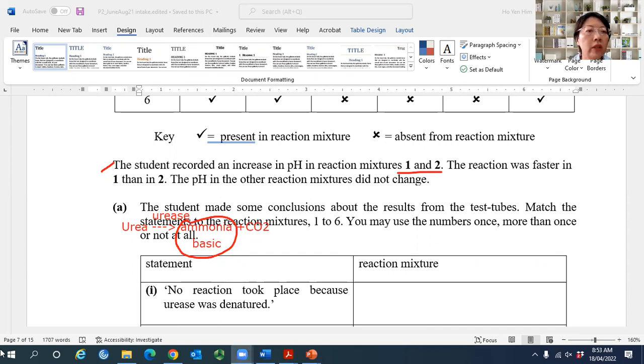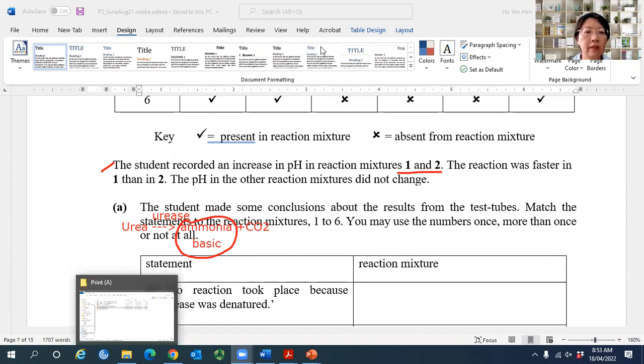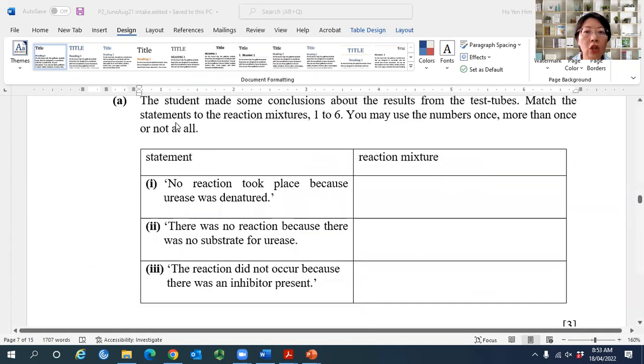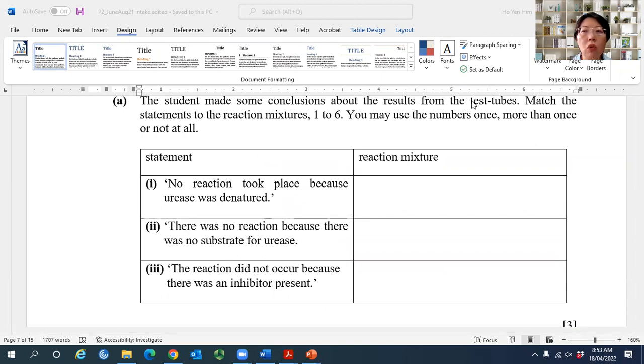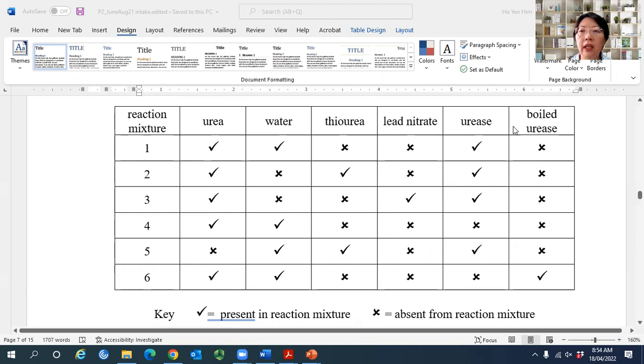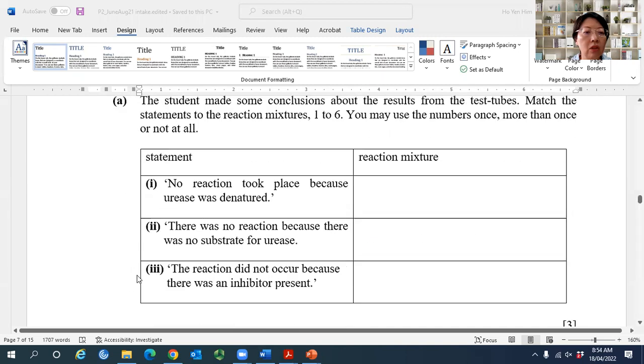Okay, so the question asks about a student. So I'm going to clear everything with you. The student made conclusions; match the statement to the reaction mixture. Number 1: no reaction took place because urease was denatured. So this is very easy. You boil the urease, it denatures. That is number 6. So part 1 is number 6.